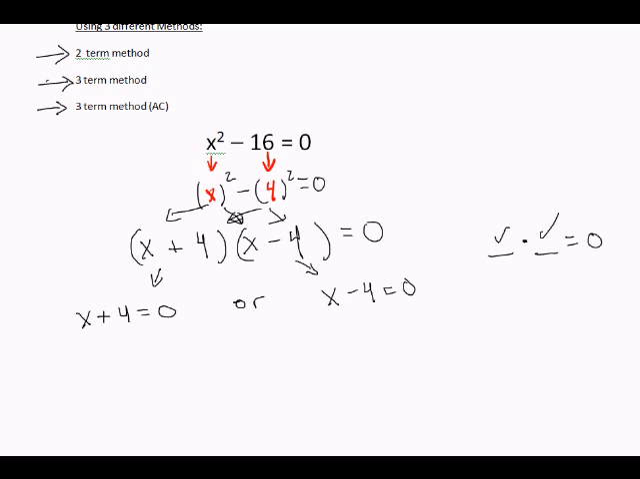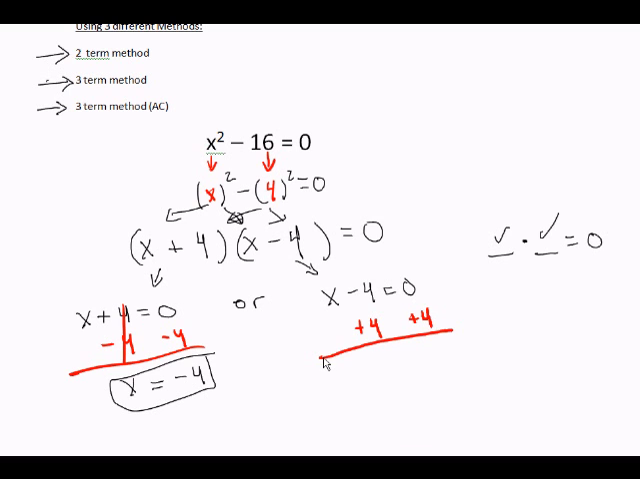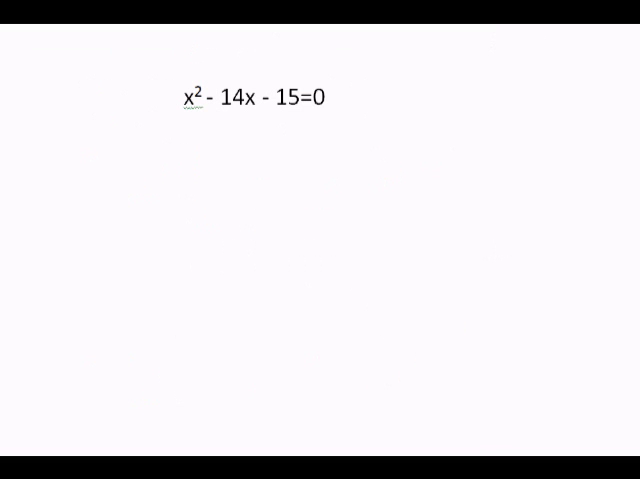And solve for x. First one, I'm going to subtract 4, do the opposite to get the 4 to the other side. I end up with x equals negative 4. That's one solution. And for the second one, it's a minus 4, so I'm going to do the opposite. I'm going to add 4 to both sides. And I end up with x equals 4. Solve by factoring. I factored using the two-term method, and I got x equals negative 4 and x equals positive 4.